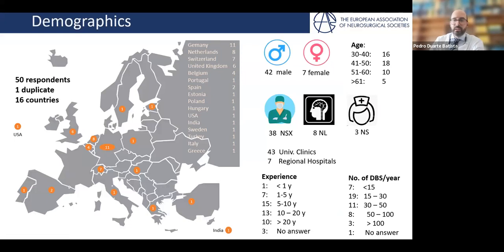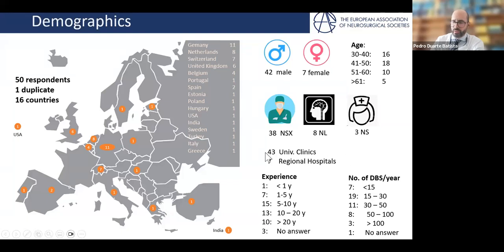And these are our respondents. We had a total of 50 respondents, but one was a duplicate. So in the end, we analyzed 49 answers distributed between 16 countries. Most of them were from Europe, with only 2 answers from outside of Europe, one from India and one from the USA. 42 respondents were male, and most were between 30 and 50 years old. The majority were neurosurgeons, 38, then 8 neurologists, and also 3 specialist nurses in DBS.